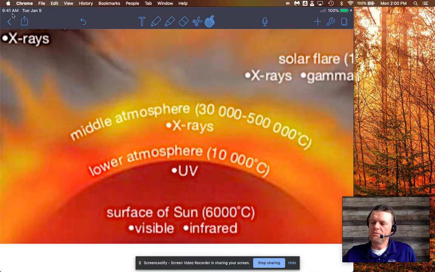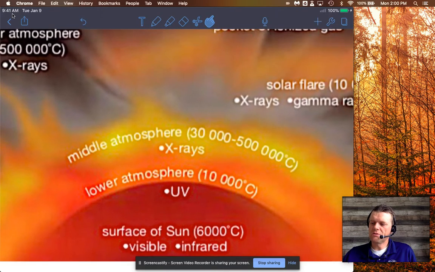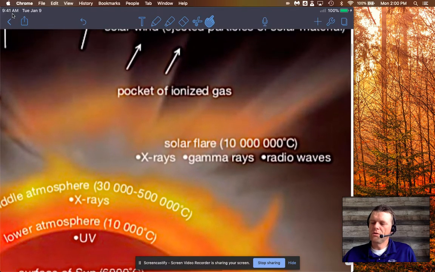But then you go up to the first layer of atmosphere, that's 10,000 degrees Celsius, and that's where ultraviolet rays come from. And so on and so on. So you can see we get higher temperatures. X-rays happen in the middle. This is the one worth noting.